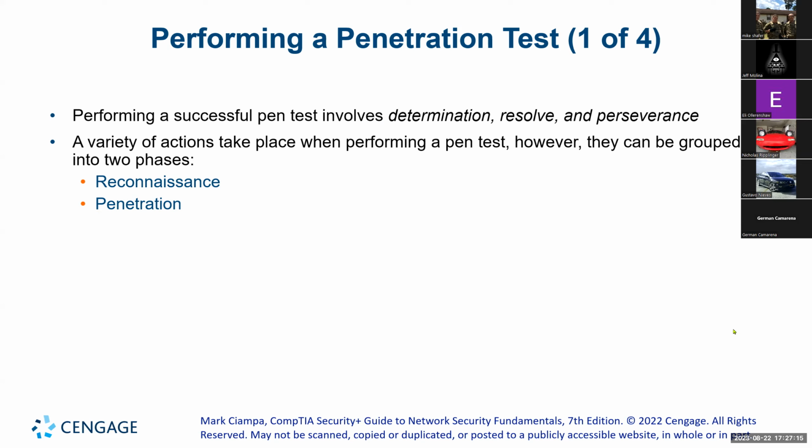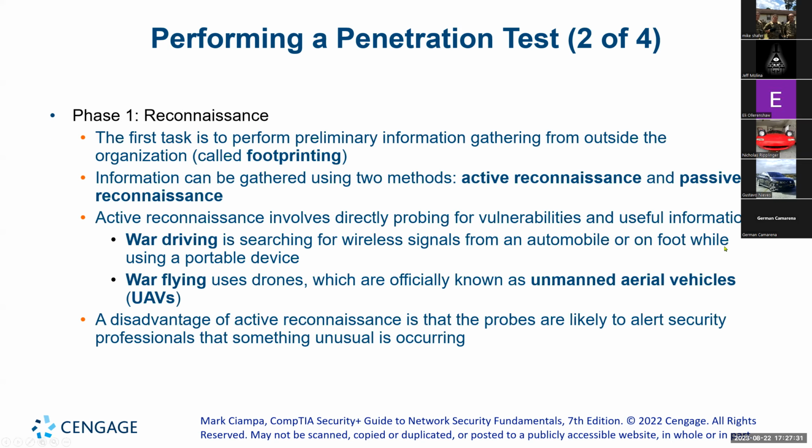So performing a successful pen test involves determination, resolve, and perseverance. A variety of actions take place when performing a pen test. However, they can be grouped into two phases. There's the reconnaissance phase, and then there's the actual penetration. Phase one, the reconnaissance. The first task is to perform preliminary information gathering from outside the organization. This is called footprinting.